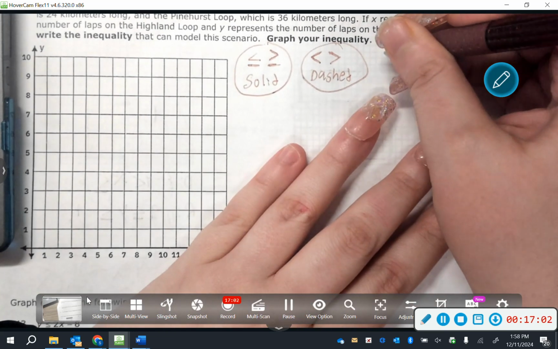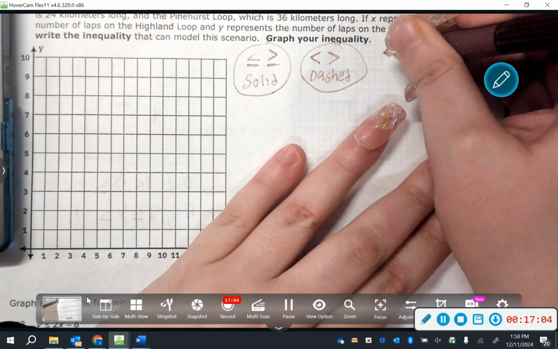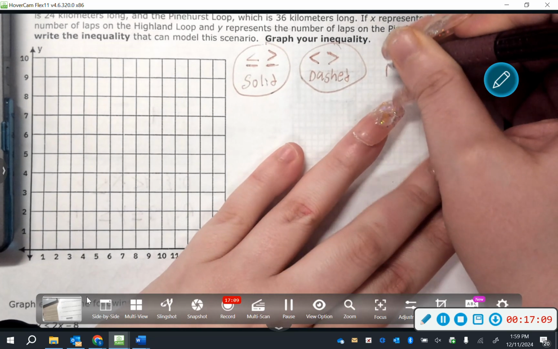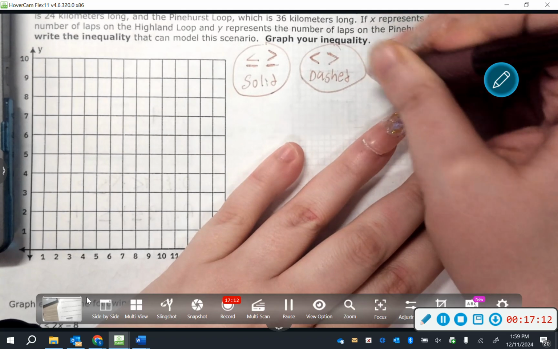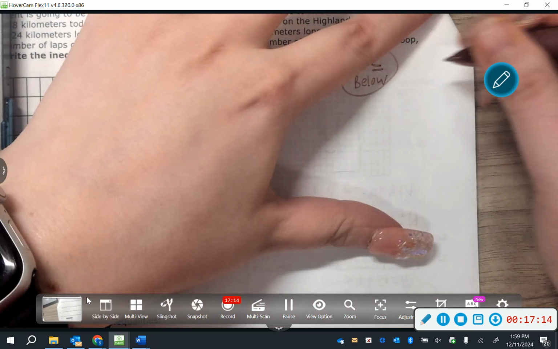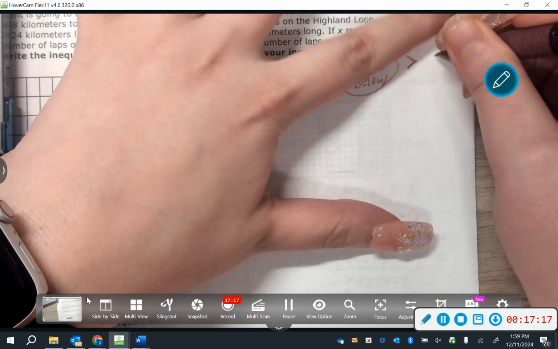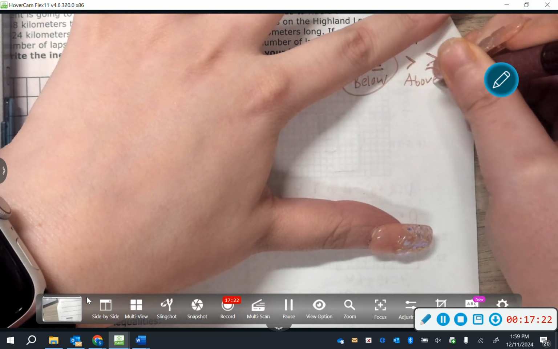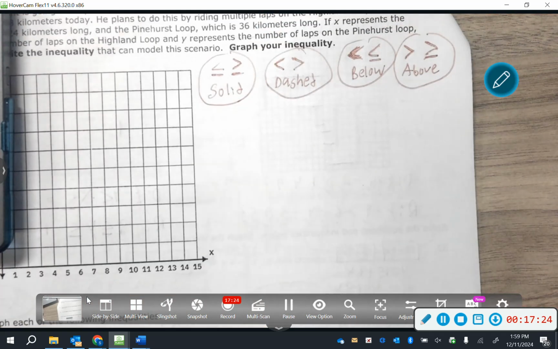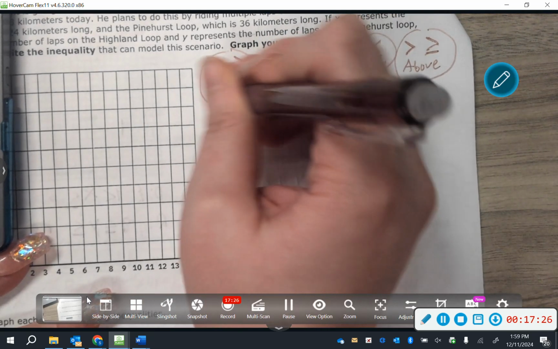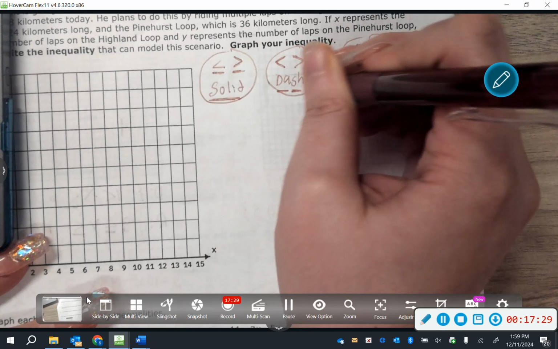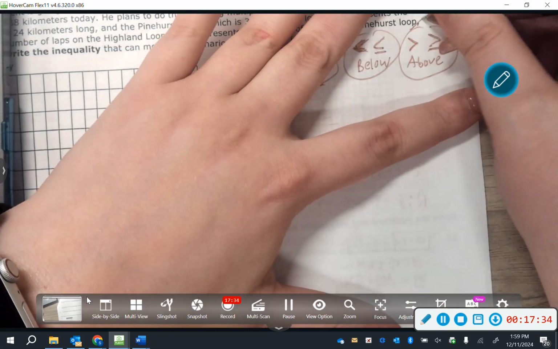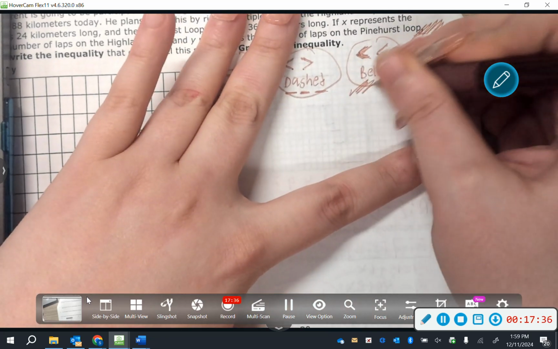If it is less than, or less than or equal to, you're going to shade below. If it is greater than, I know I'm blocking it, I'm so sorry, or greater than or equal to, you shade above. So those are things we need to know: a solid line, a dashed line, and if you shade above or shade below.